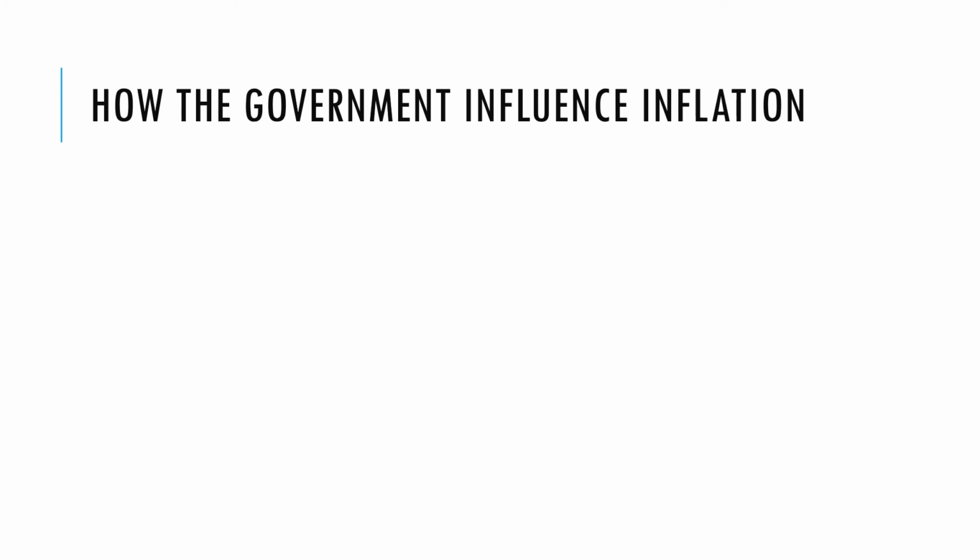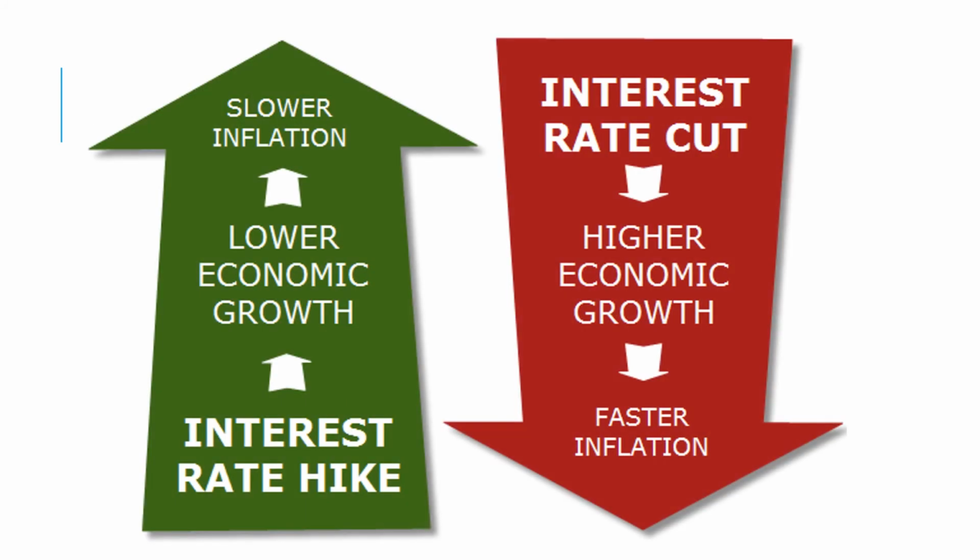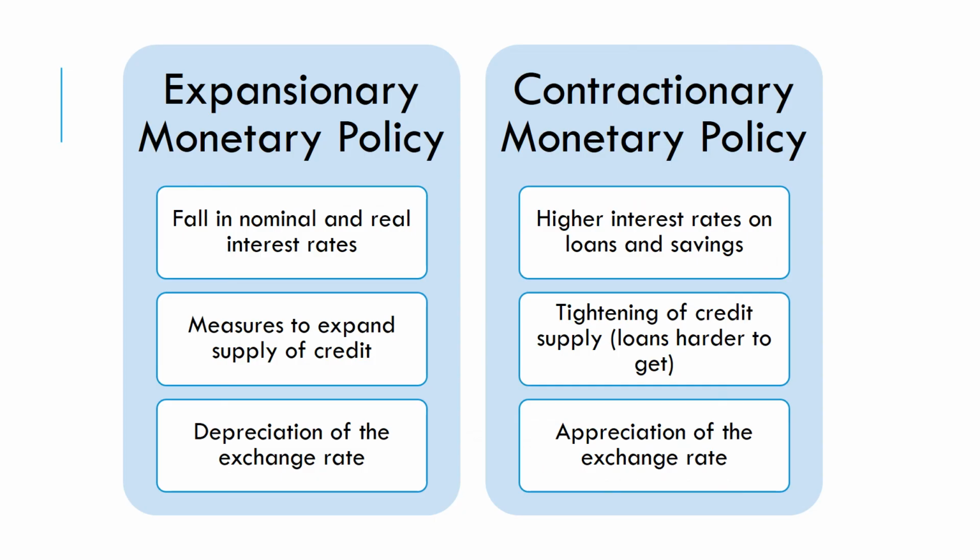So how does the government influence inflation? The main relationship we need to know is that if they raise interest rates, they do it to try and slow down the economy to bring inflation back towards target. If they cut interest rates, it's to try and speed up the economy, speed up the level of economic activity to get higher inflation to move it back towards target. And we describe these two approaches as expansionary and contractionary monetary policy.